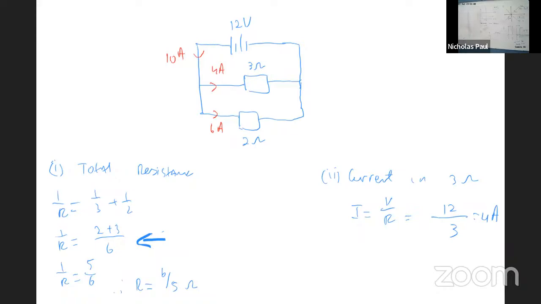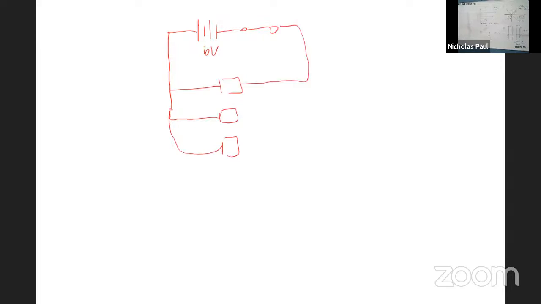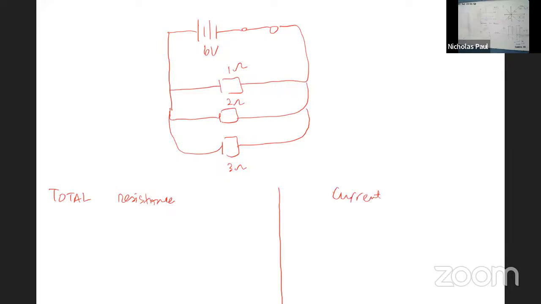Next one is yours. I think everybody else has done one already. Your turn. That's 1, 2, and 3. Take your time with the fractions.